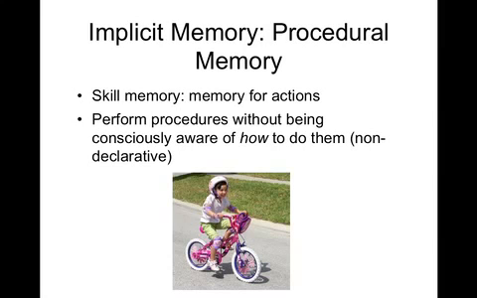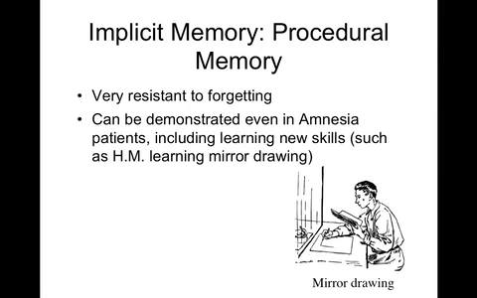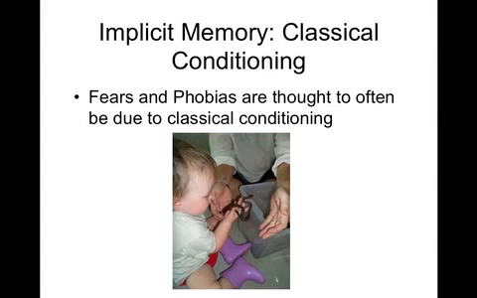Procedural memory is skill memory, and the famous fact about skill memory is that it's typically not subject to forgetting. This is an ability to do something without explicit awareness of how one does it. It's resistant to forgetting, even in patients like HM, who were able to develop new skills, such as mirror drawing. So procedural memory seems to depend on an implicit memory system that isn't as subject to forgetting as explicit memory is.